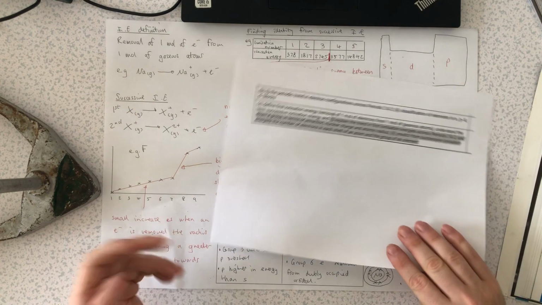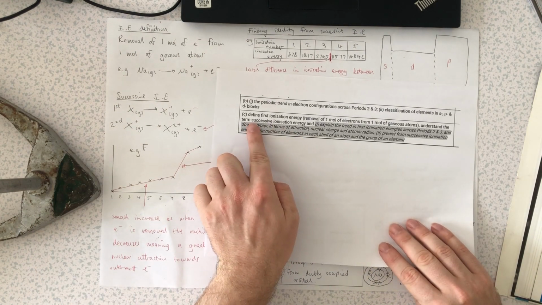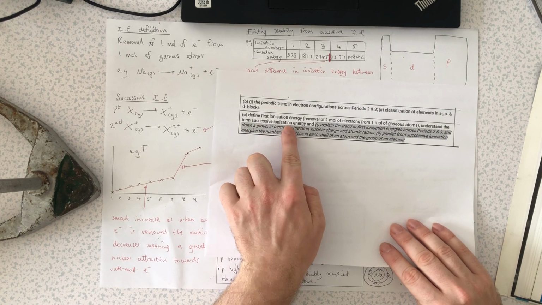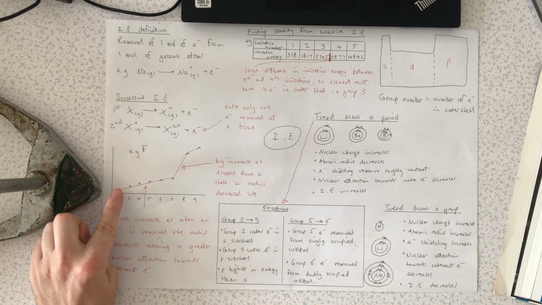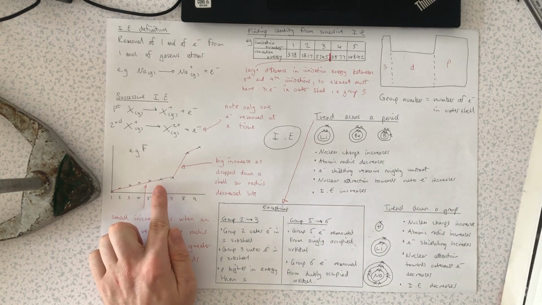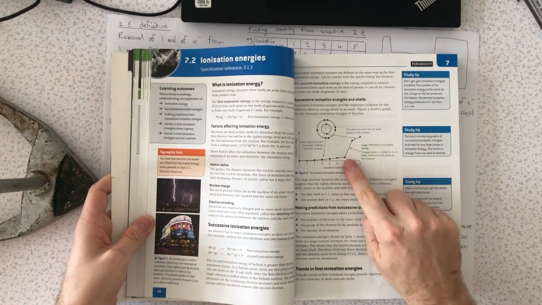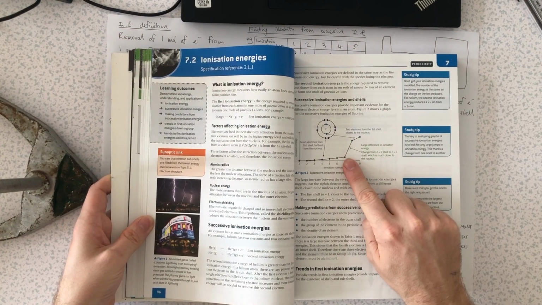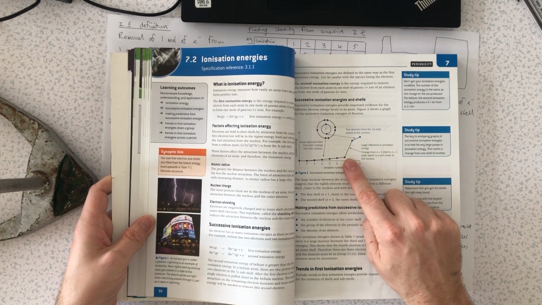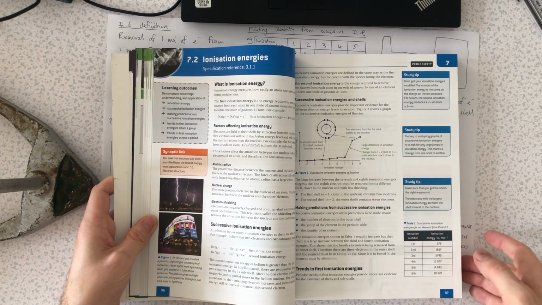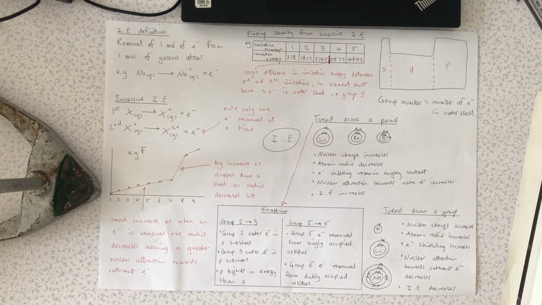And then I'm just going to go down. So we also need to understand the term successive ionisation energy. So I've got a little bit on that here. Again, you can see I've done a graph. Now, where did I get that graph from? Well, I just nicked it out of the textbook. I used their example. And of course, as I was writing it down, I made sure I understood it. So graphs, pictures, diagrams, examples, all really useful.